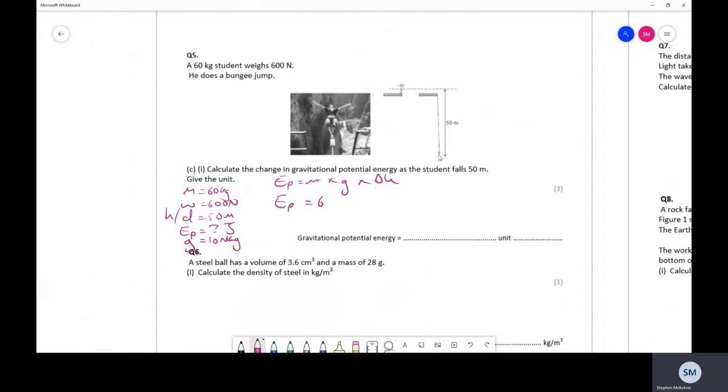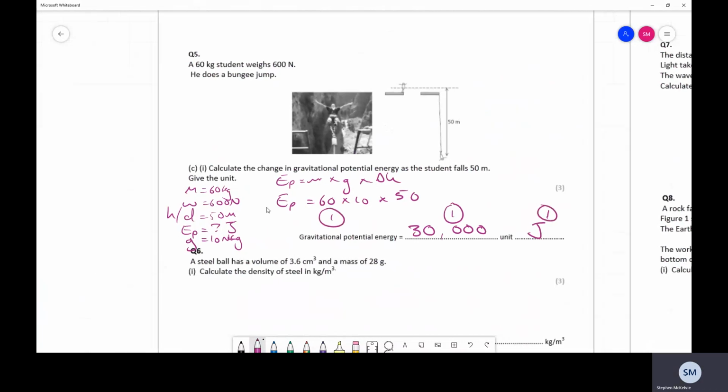The EP then is equal to 60 times 10 times 50. Pop that into my calculator. And the gravitational potential energy is 30,000 joules. So you get 1 mark for this, 1 mark for this, and 1 mark for showing your working out.